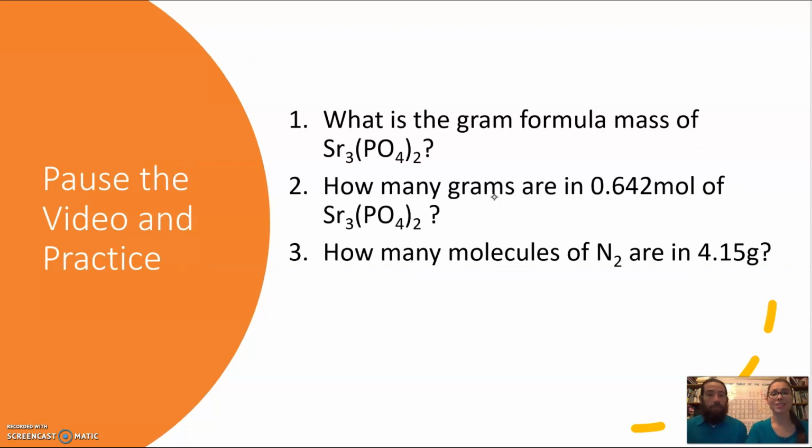All right, so we want you to pause the video and practice these. You should be able to do all of these now. What is the gram formula mass? That's the molar mass, the same thing, of this compound. And then from that, calculate your grams from moles. And then you have the two-stepper in the last question. So pause the video and try these.